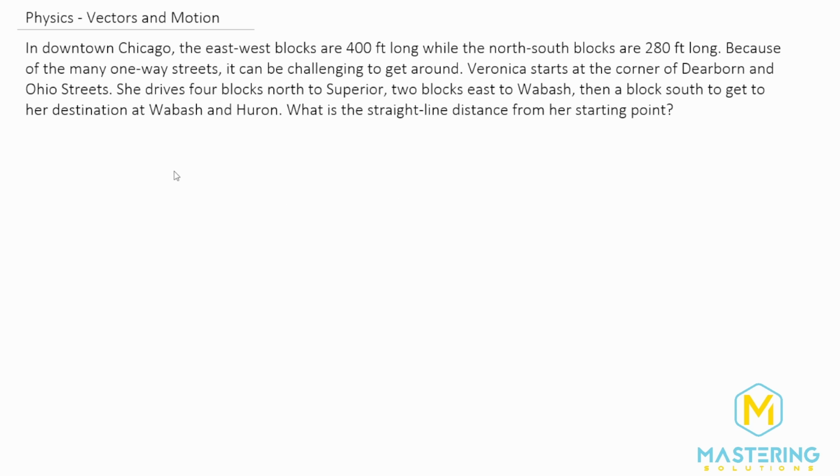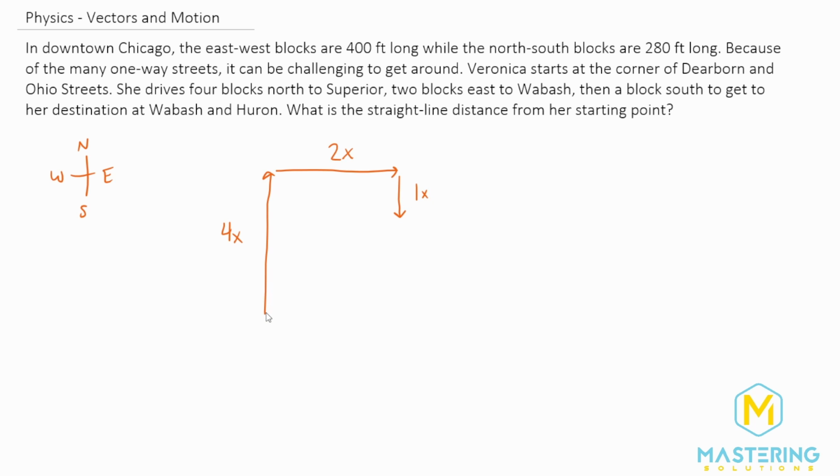And they say that Veronica is in Chicago and she goes, let's draw a compass first, north, south, east, and west. So they say that she starts out and she goes 4 blocks north to Superior. So she comes up 4 blocks. Then she turns and goes 2 blocks east, 2 blocks, and then she goes a block south, and now is at her destination.